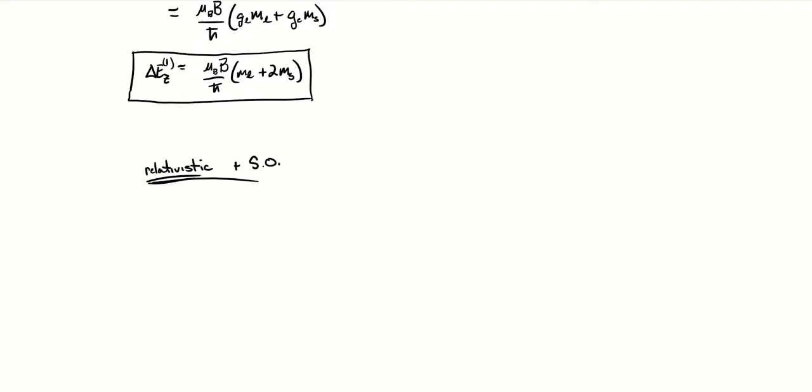The relativistic term was diagonal in both the uncoupled and the coupled bases, whereas the spin orbit term was not. If you recall, the spin orbit Hamiltonian, well, might as well just write it out. That spin orbit Hamiltonian was e squared, with all these terms out front, 8 pi epsilon naught m squared c squared, times 1 over r cubed, L operator dotted with the S operator.